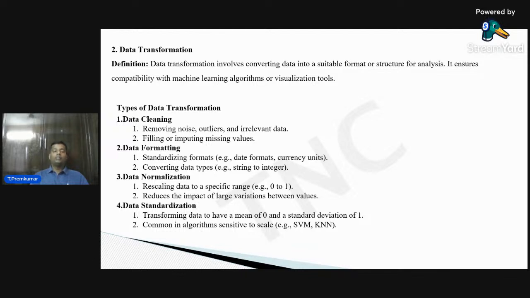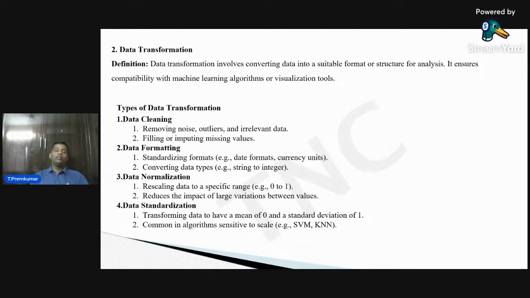data normalization, and data standardization. When you take the data cleaning process, we know it is going to remove the outliers and irrelevant data from the collected data, and we're going to fill in the data if any is missing. The next one, formatting, is done using a standardized format, that is data formats, date formats, and accuracy units. Everything is going to be checked before we go for the next stage.